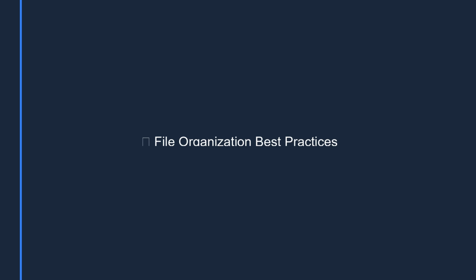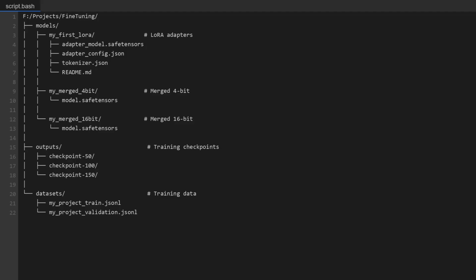File organization best practices. A clean directory structure saves you from confusion as your project grows. Keep all model artifacts under a top-level models folder with clearly named subdirectories for each saved variant: my_first_lora for adapters, my_merged_model_4bit for the 4-bit merge, and so on. Your training outputs and checkpoints live under outputs organized by run. Datasets go in their own folder separate from model weights.